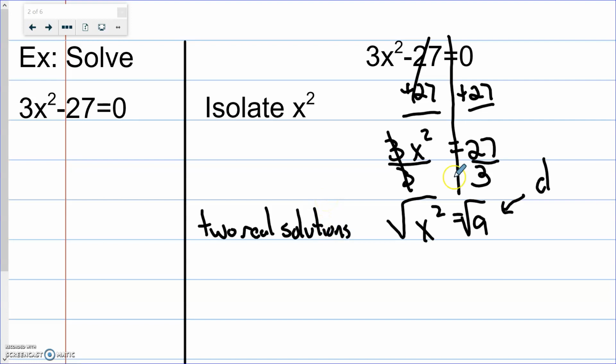When we take the square root of x squared, all we're left with is the x, or the base. Now here, everybody knows the square root of 9 is 3, but it's also negative 3. So there's our 2 solutions. And the way that we can write that is x equals positive or negative 3.